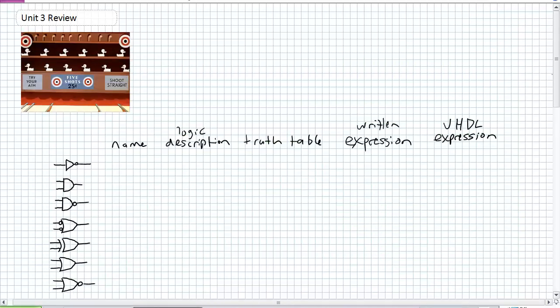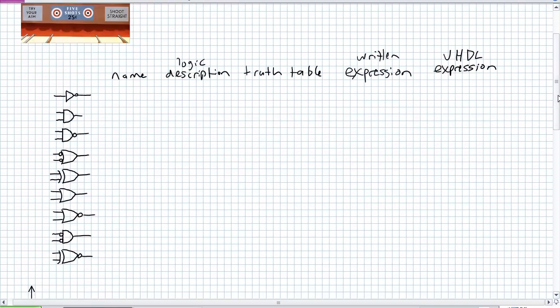Okay, so we went over a bunch of things in this particular section, and what we're going to do is start off with a review of all our gates, kind of the rogues gallery of gates. For every single one of these gates I've drawn on the left-hand side, I want you to come up with a name, the verbal logic description, a truth table for it, and give me the written expression and the VHDL expression. From there, we'll do timing diagrams for every single one of these gates. So let's start off with the first one.